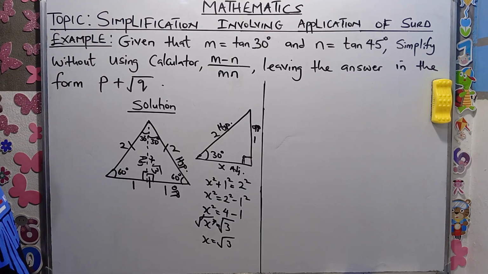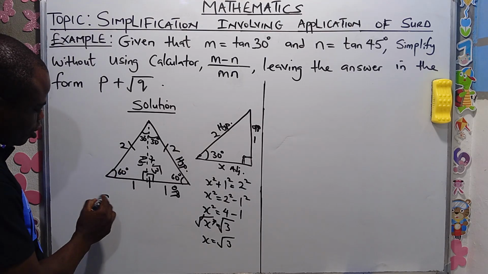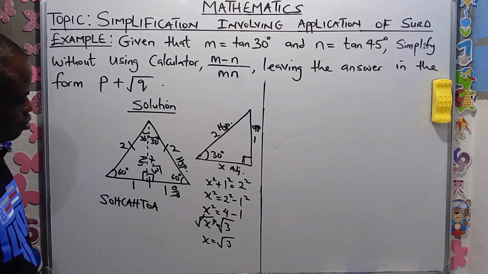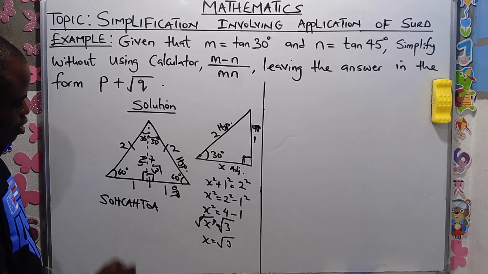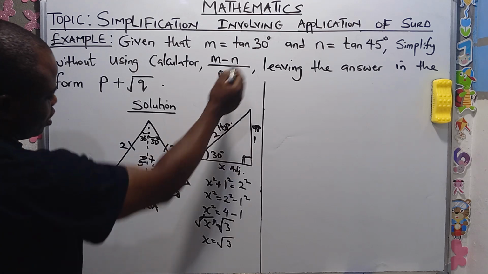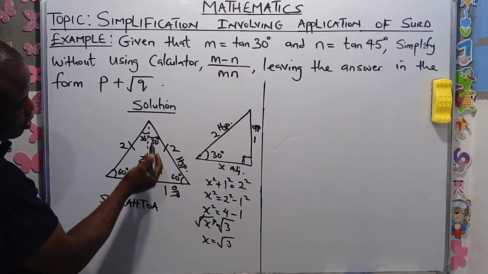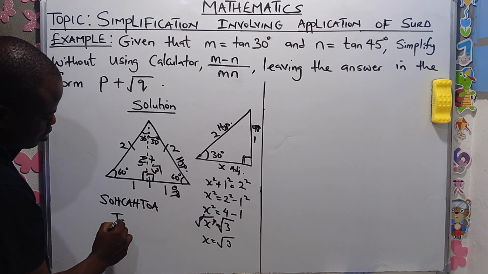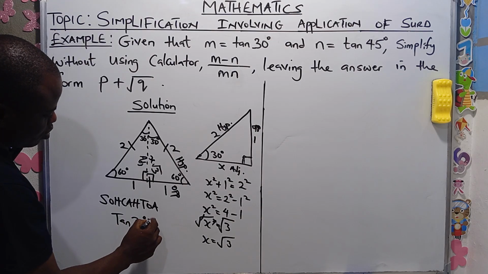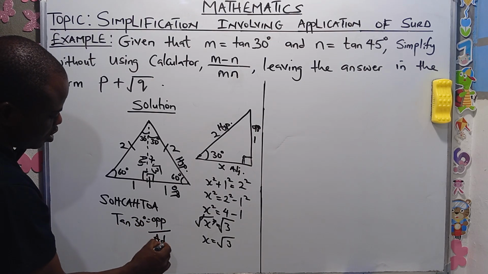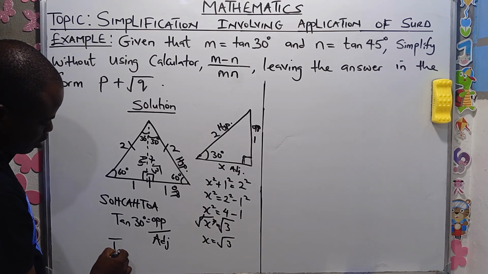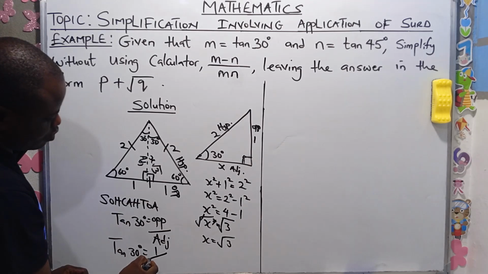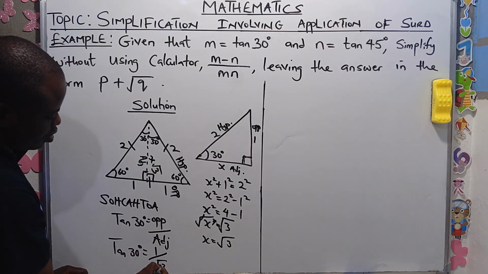From here we need tan 30 degrees. Don't forget your SOHCAHTOA. We need tan 30 degrees, which is opposite over adjacent. Now tan 30 degrees equals opposite over adjacent. What's the opposite? That's 1, over the adjacent, root 3. Okay.